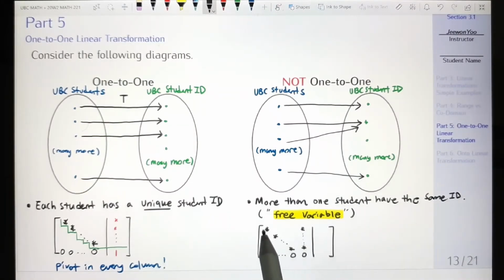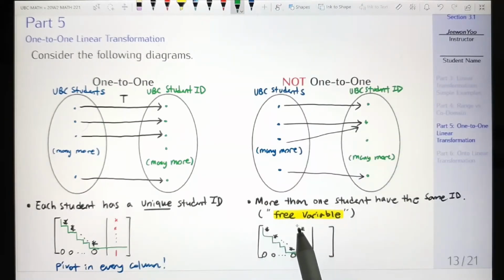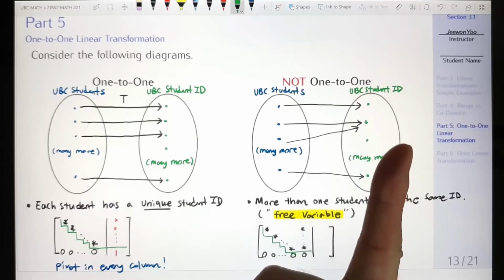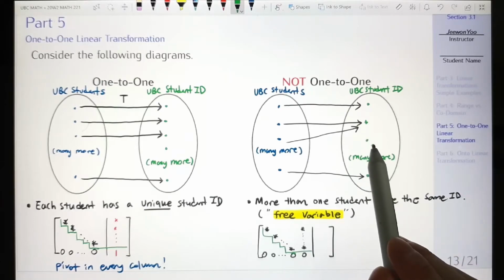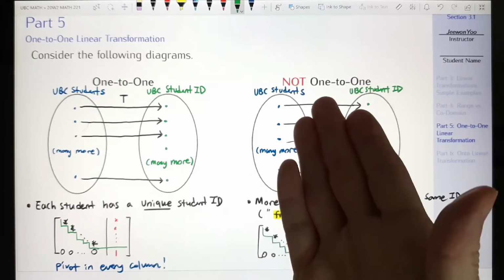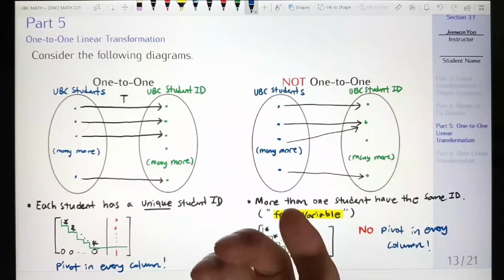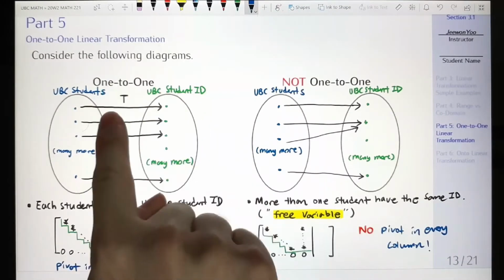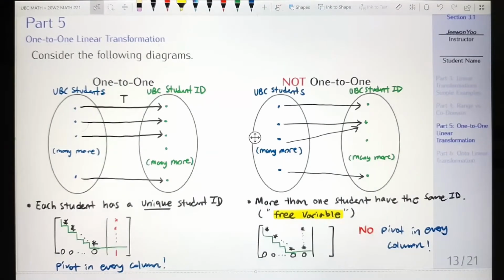Do you understand? This one has a pivot here, but we have at least one free variable. At least one free variable means it's not one-to-one. Whether there is a solution or no solution, at least one free variable, or no pivot in every column, means not one-to-one. Did you understand everything so far? How we relate the real-life situation with linear algebra? If you understood most of the stuff, I think you're ready to solve some examples.